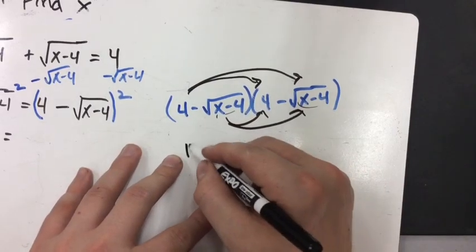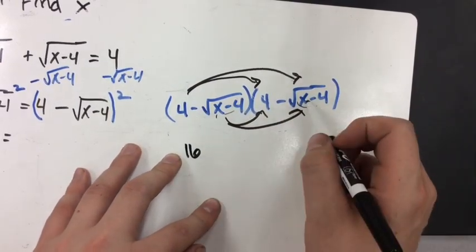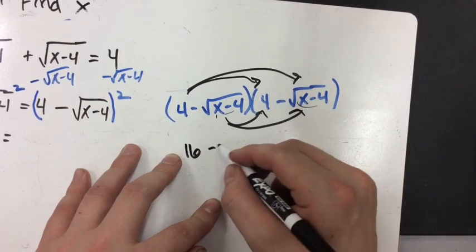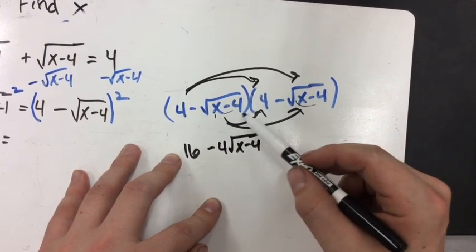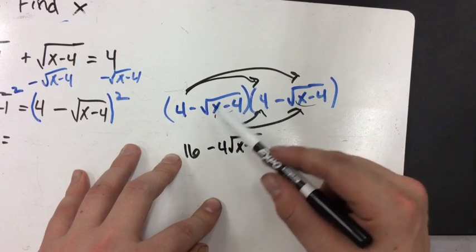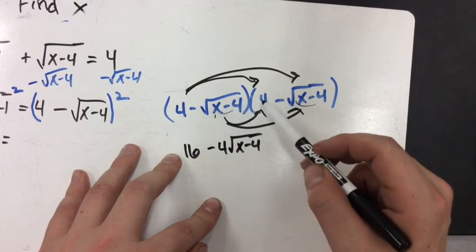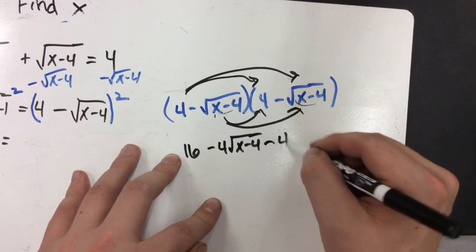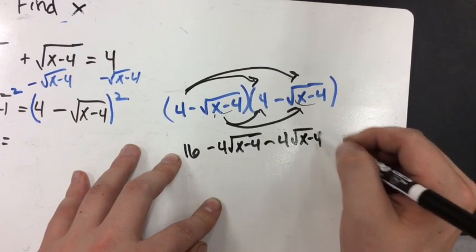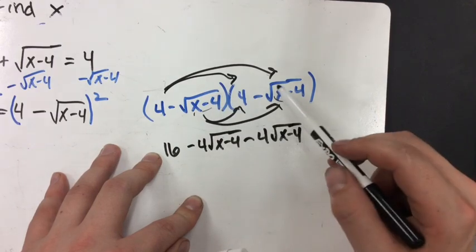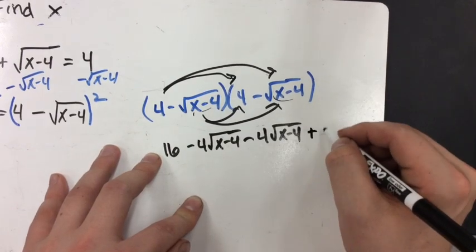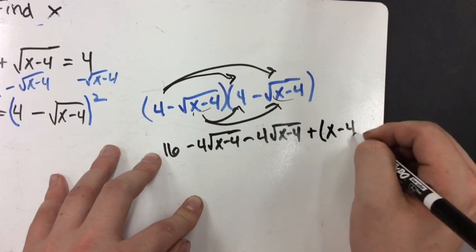4 times 4 is 16. 4 times negative radical x minus 4 is minus 4 times radical x minus 4. Then we get negative radical x minus 4 times 4. So we get another minus 4 times radical x minus 4. And then lastly, we get radical x minus 4 times radical x minus 4. It's going to end up being plus x minus 4.